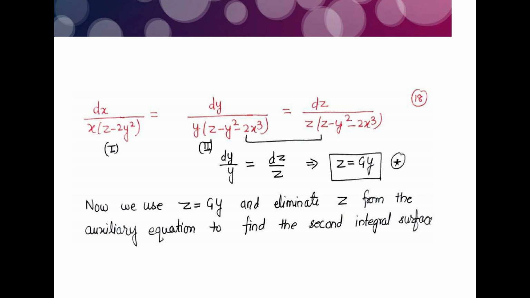Now we have not used the first ratio here with the dx. So now we will work with dx. Second one you can choose, you can pick dy, you can pick variable z also. So here I am substituting z as c1y, and I will convert everything in terms of only x and y, and we eliminate z from the auxiliary equation to find out the second integral surface. And we will see at the end that we are getting the same combination as we got in the previous example, right?